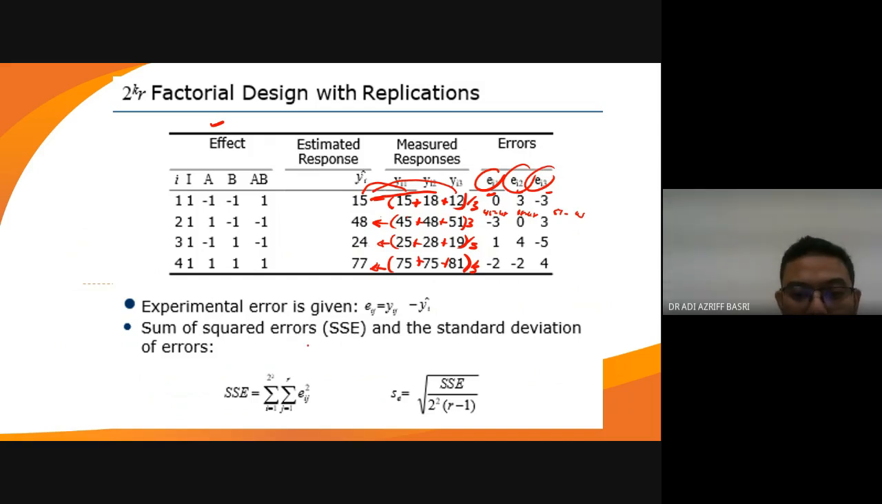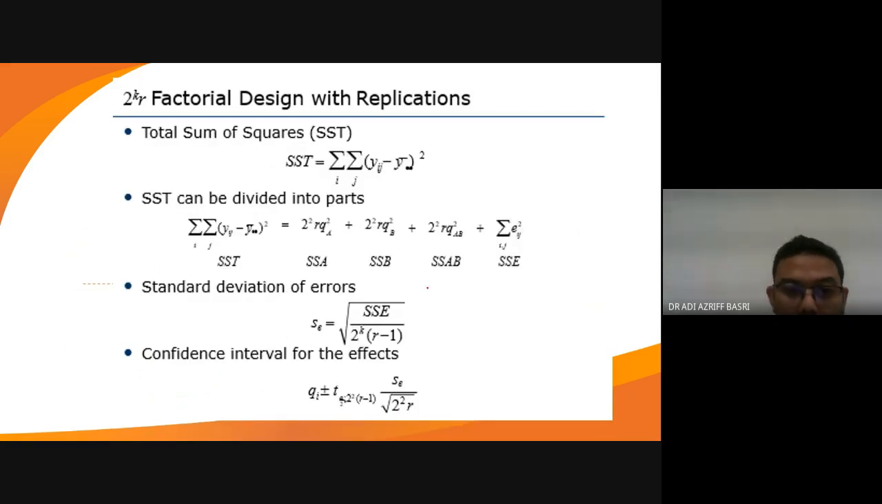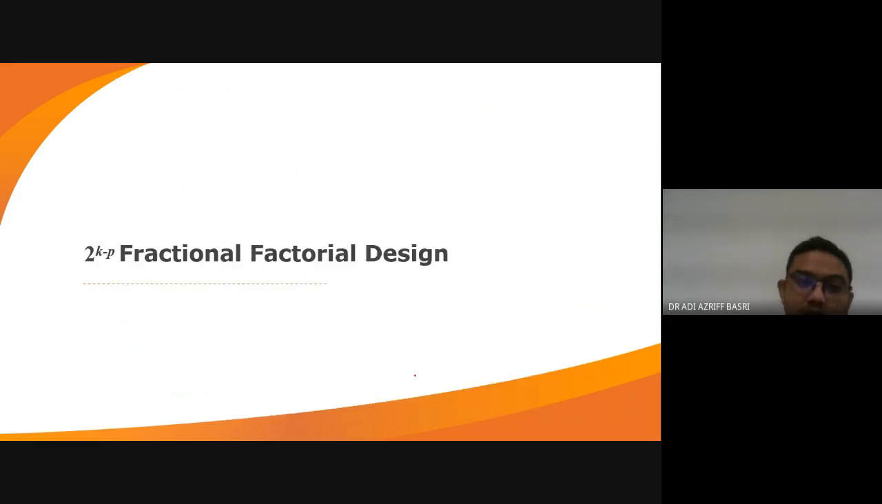The sum of squares SSE and the standard deviation of error is given by this formula: SSE divided by the square root of 2R minus 1. The SST, sum of squares total, is the summation of Yij minus Y mean squared. SST can be divided into 2 parts: SSA, SSB, SSAB, and the error, SSE. Based on these equations, you can compute the confidence interval.